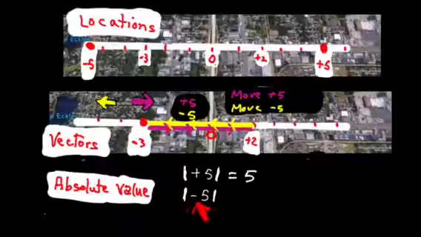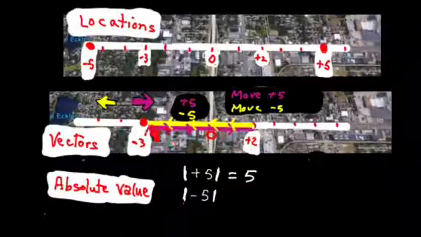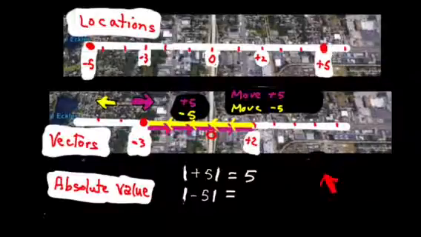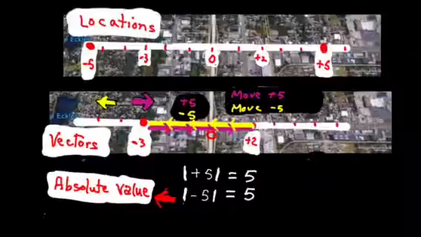This is the absolute value of -5. From +5 to -3, the vector is -5. The distance from here to here is just 5. So the absolute value of -5 is 5. The absolute value is talking about how many units it is between locations.